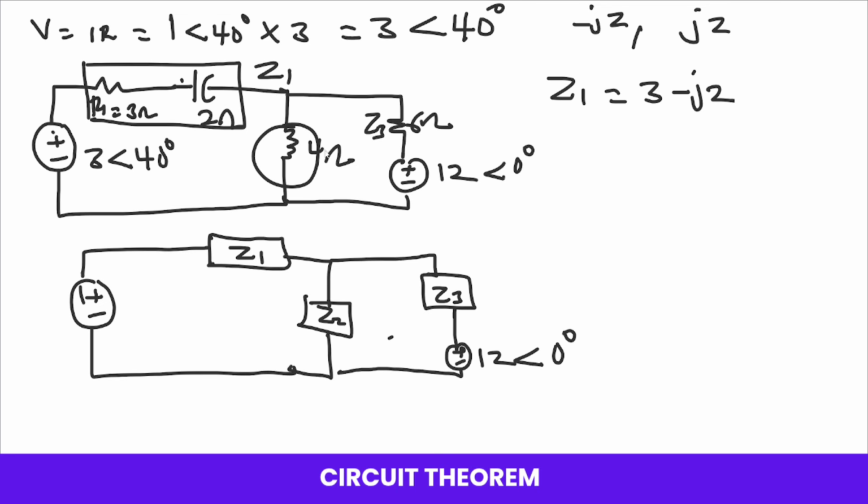That's for Z1. Let's represent Z2. This is Z2 here. So Z2 will be equal to J4, because it was inductance, right? And let's represent Z3. So here Z3 is actually a resistance, right? So that will give us 6 ohms.